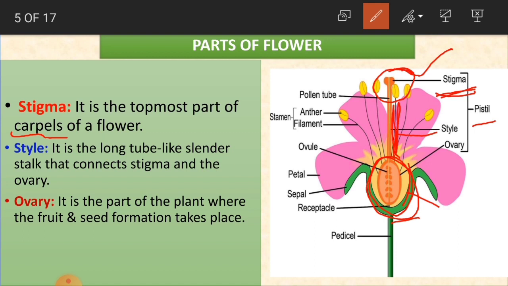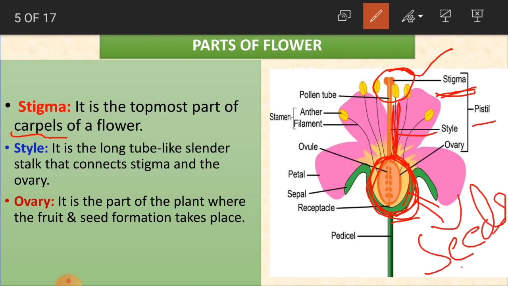It may be a flower plant, fruit plant, or a vegetable plant. Where do those seeds form? They form in this ovary. Where do we get seeds from? We get seeds from the ovary, which is laying inside the flower. This is the female reproductive organ. This ovary is a female reproductive organ, and here we get fruit and seed formation.